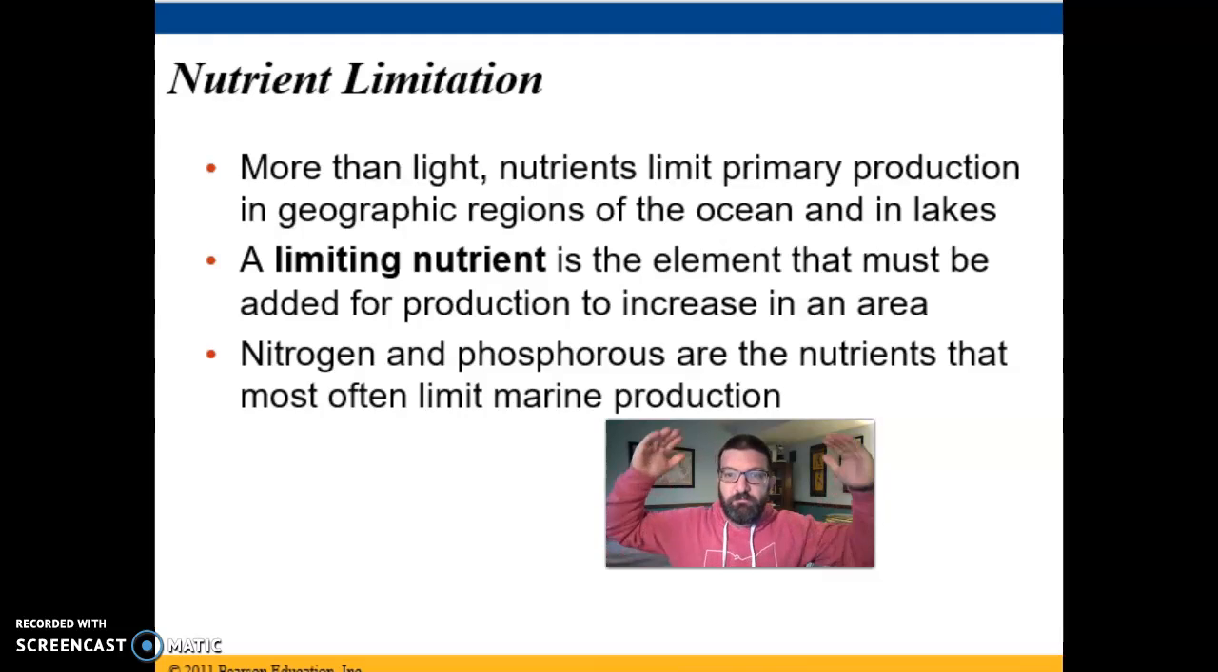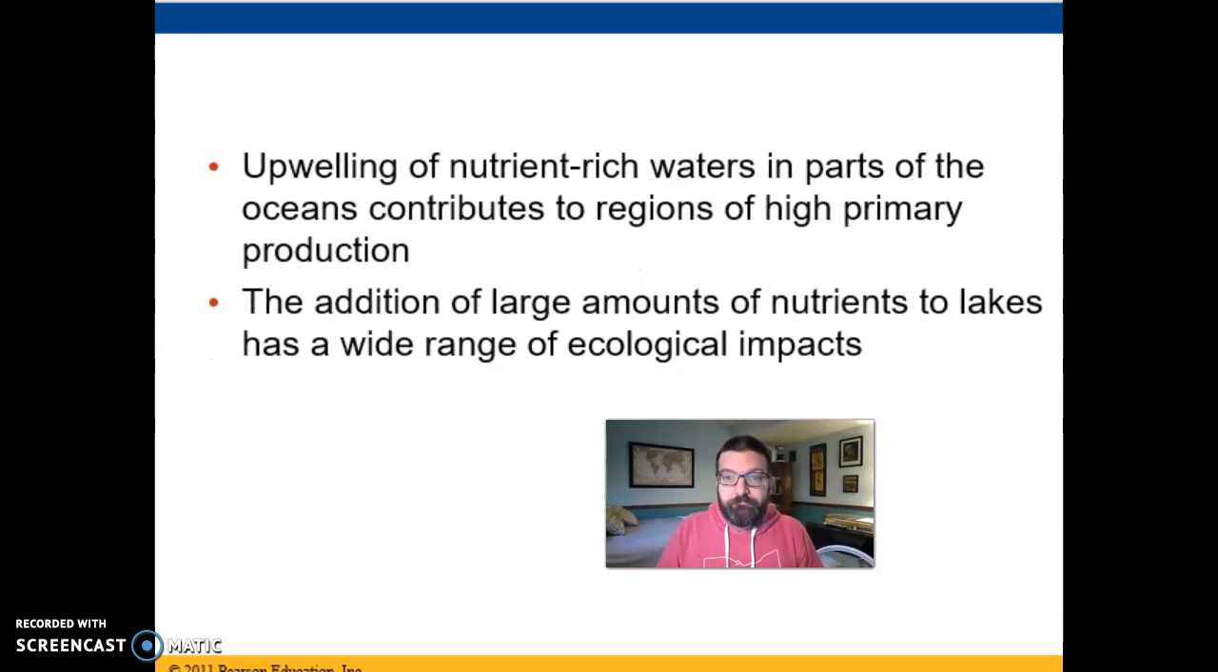That said, that's mostly a vertical stratification. In terms of geographic stratification and different primary production in different regions of the globe, rather than just in the depth of the water, nutrients are going to be the main difference there, right? And the limiting nutrient is whatever nutrient must be added to increase primary production in that area. Very often that's nitrogen and phosphorus. Those are the limiting nutrients. Everything else you have enough of.